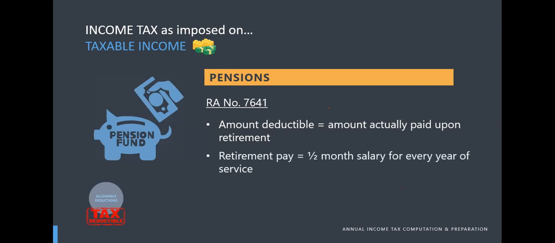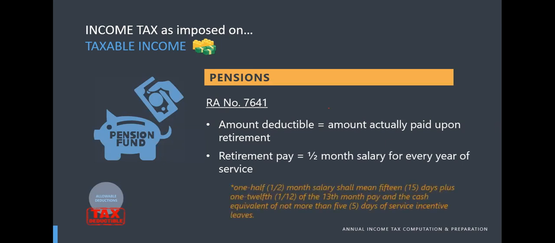The retirement pay is equivalent to 1.5 months salary for every year of service. The 1.5 months salary shall mean 15 days plus 1/12 of the 13th month pay and the cash equivalent of not more than 5 days of service incentive leaves.